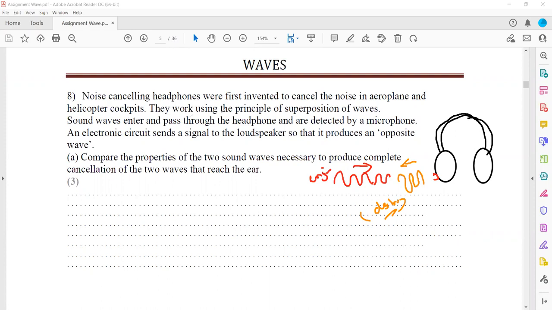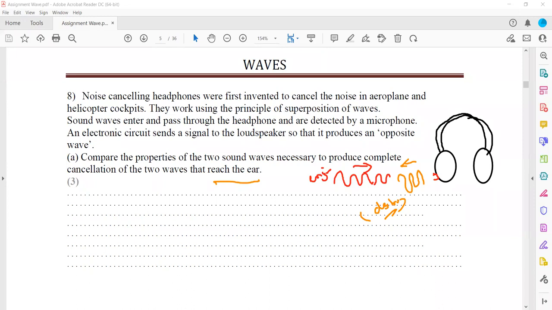A sound wave enters, passes through the headphone, and is detected by the microphone, and electronic circuits send out a signal to the loudspeaker so that it produces an opposite wave. Compare the properties of the two sound waves necessary to produce a complete cancellation of the two waves that reach the ear. So how do these noise cancellation headphones work, or how do they completely cancel out the effect of each other?